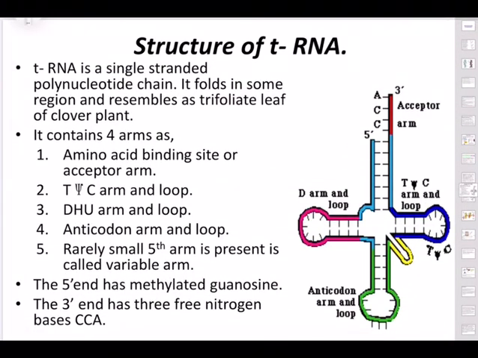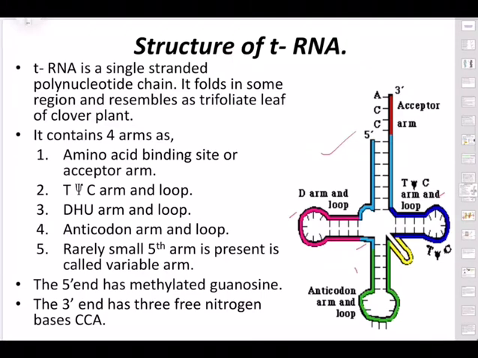And now, when I say clover leaf, this is the shape of tRNA. It's like a clove, lavanga. So tRNA is a single-stranded polynucleotide chain. It folds in some regions, as you are seeing here. See, folding is there, folding is there, folding is there. And it resembles a trifoliate leaf of a clover plant.